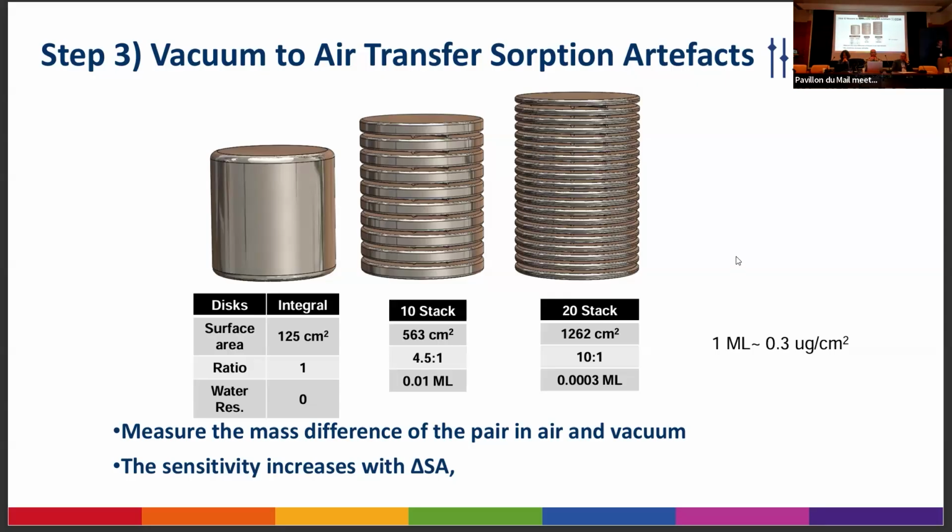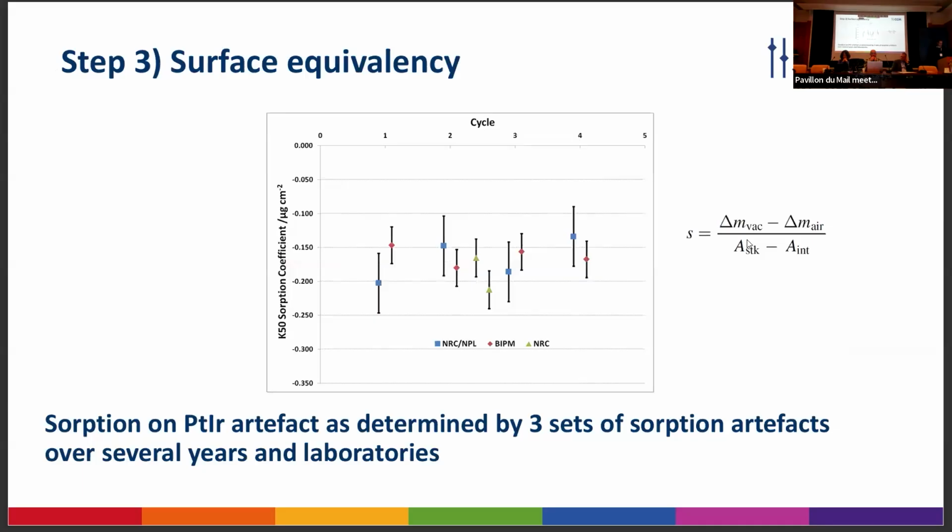So the way we calculate that sorption correction is we measure the difference between the two artifacts in vacuum, and we measure the difference between the two artifacts in air. The stack will absorb much more mass than the low surface area one. Then if you take the difference between those and divide it by the difference in the surface area, you get the value of the sorption. Then you just multiply it back by the surface area that you want to correct for.